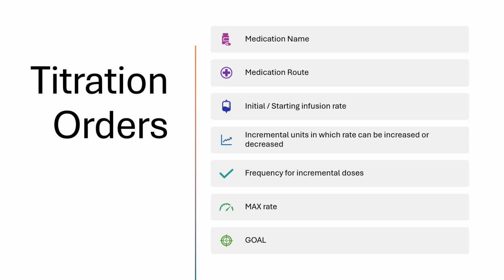All of our titration orders must include our medication name, the correct medication route, our initial starting infusion rate, the incremental units in which we're going to increase and decrease, whether it be milligrams or mcg/kg, the frequency of how often we're increasing or decreasing, and the max rate at which we're going to stop and get our desired effect. So I need to have that target goal. Some medications are going to have a bolus required or not required, or indications and directions on how we should wean the patient off of it or taper them off.